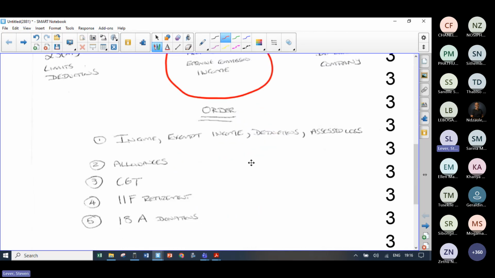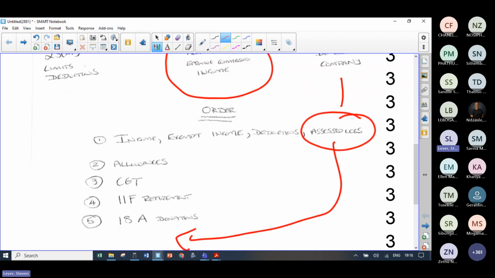The other thing that you need to do, guys, is you need to make sure you get your order of deductions right. First thing happens is income, exempt income, deductions, and assessed losses in whatever order you like. Guys, it doesn't need to be in a specific order as long as those are combined together. I just want to point out, guys, for companies, assessed losses go at the bottom for a company. For an individual, assessed losses go up at the top. That new rule for assessed losses for a company, it does not apply to individuals. So assessed losses go in a different place for individuals as compared to a company.